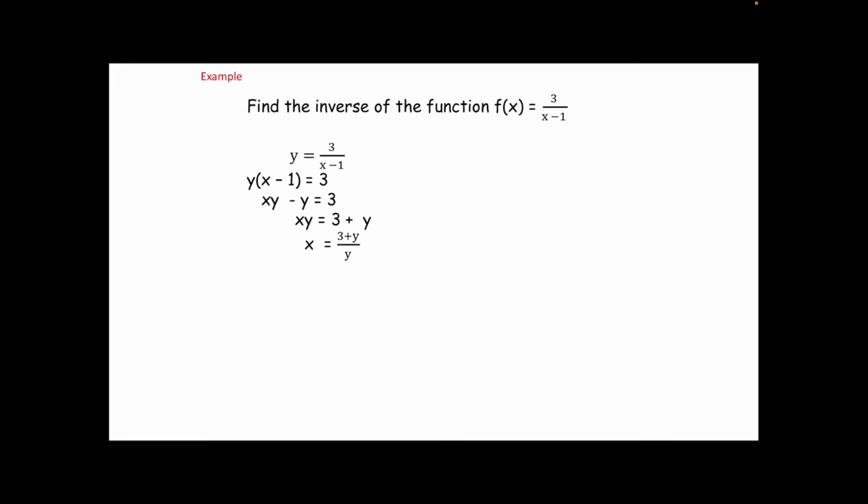We now swap the x's with the y's. So wherever we see x, we write y, and wherever we see y, we write x. And instead of writing y, we can call this f to the negative 1 x equals (3 plus x) over x.